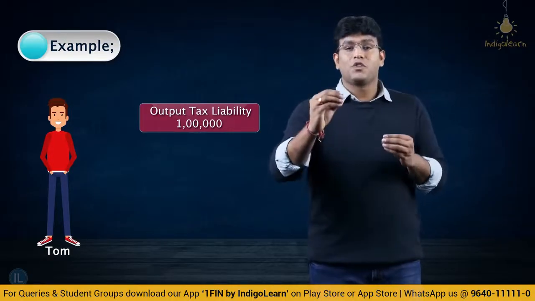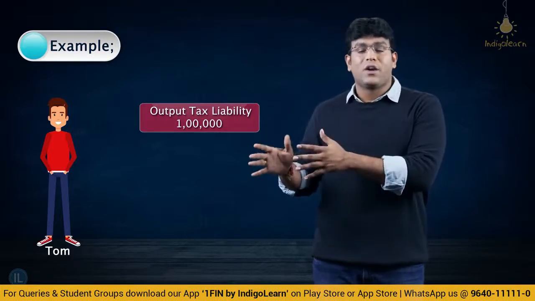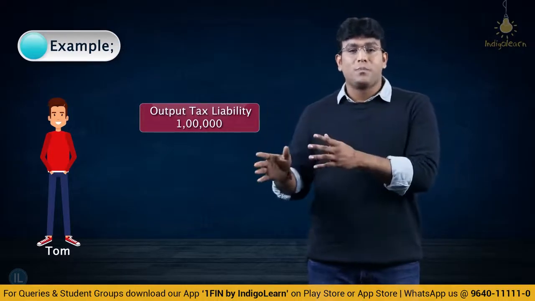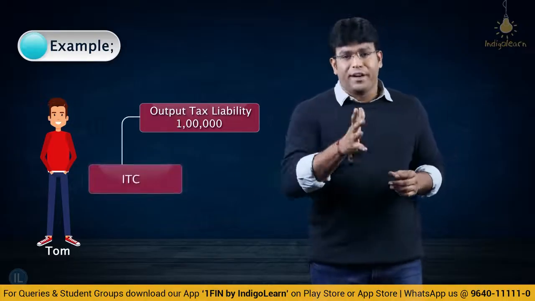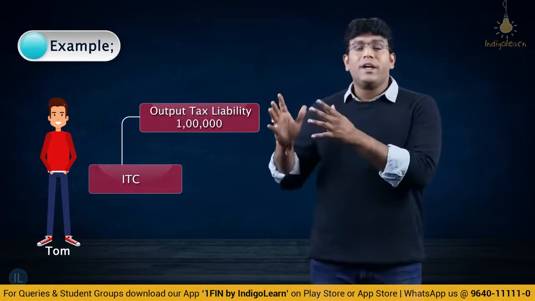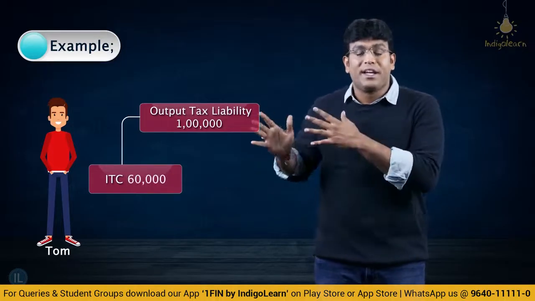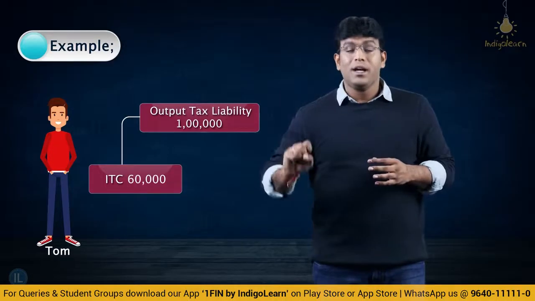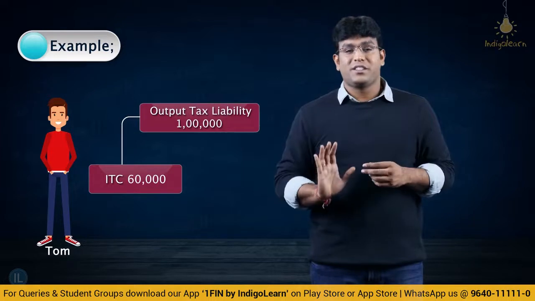When he has to pay 1 lakh output liability to the government, this person got input tax credit. I repeat one more time. When Tom has to pay 1 lakh output tax to the government, Tom has got some input tax credit. Let's say out of the 1 lakh he has to pay, he already has input tax credit of, let's say, 60,000. How much credit does he have? 60,000. He is liable to pay 1 lakh to the government, and he has a credit of 60,000.